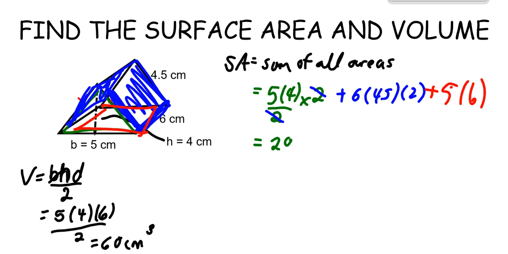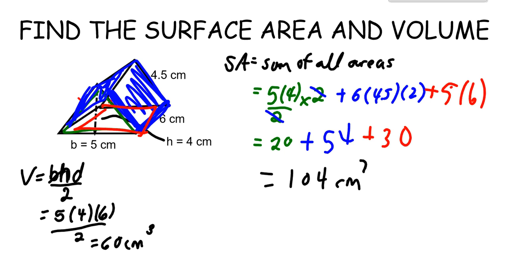So now we just figure out what all of those answers are. My pen is still not working, so this is probably not going to look the greatest, but I'll try my best with my finger. That's going to be 54. And then that one's going to be 30. And when we add those all up, we're going to get 104. And again, it will be centimeters squared. So that is surface area, volume of a triangular prism.